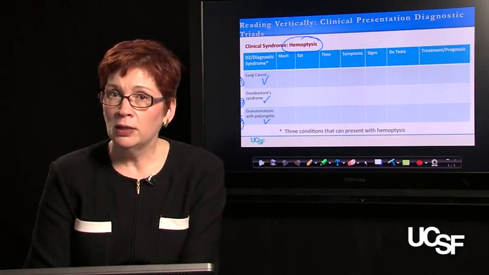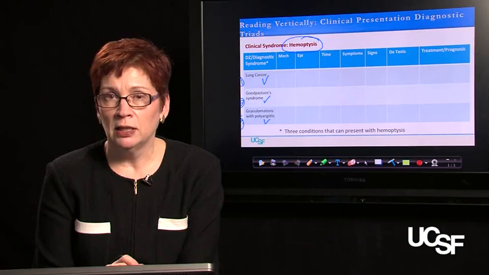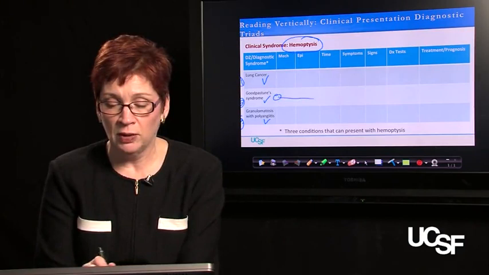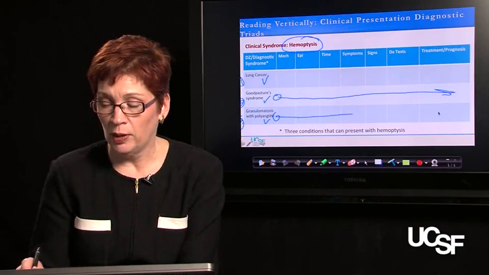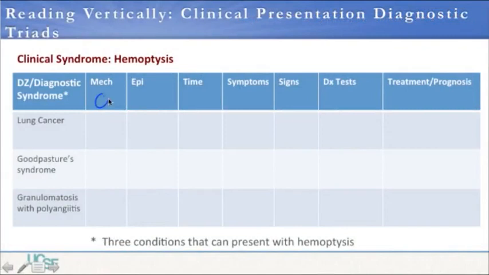In the traditional medical reading environment, I would have said to my intern or resident, go home and read about Goodpasture syndrome, and they'd read about Goodpasture syndrome. Then perhaps they'd read about granulomatosis with polyangiitis. I'm going to assign reading differently. I'm going to assign reading vertically.